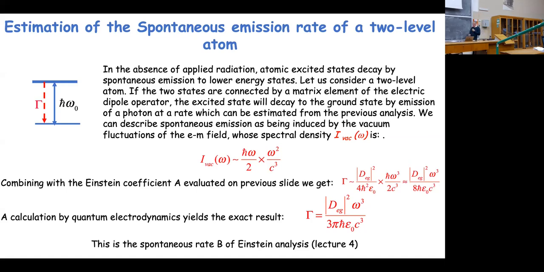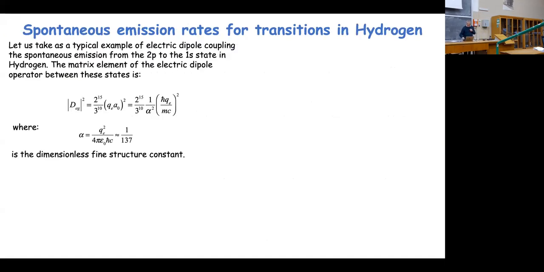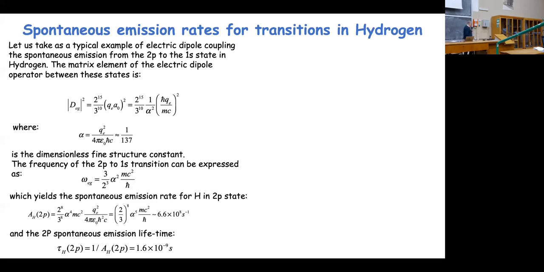On the next slide, I just apply this to the case of hydrogen, which we studied in detail in other lectures. I will not enter into any details, but I will just give you the exact formula and you can compute them if you want. What I show here is the electric dipole d squared between the ground and the excited state. It's proportional to q a naught. A naught is the Bohr radius. q a naught is the unit of electric dipole. You multiply the charge by the distance between the nucleus and the electron. So you have this expression.